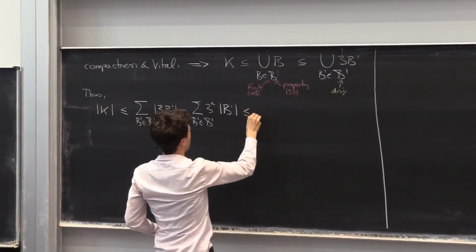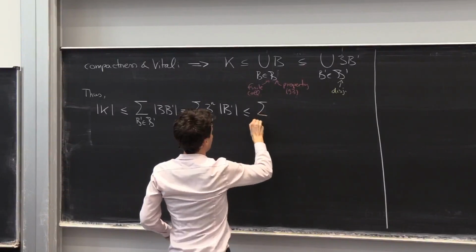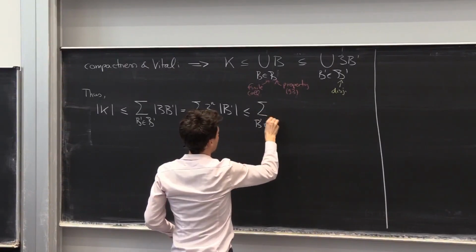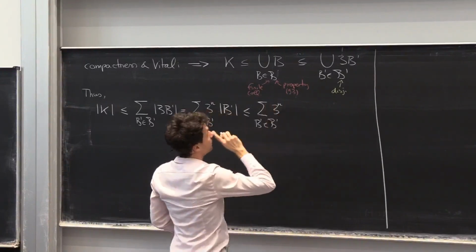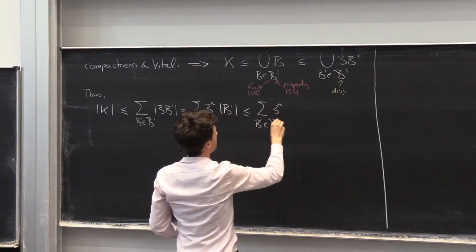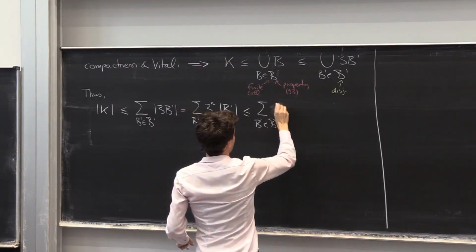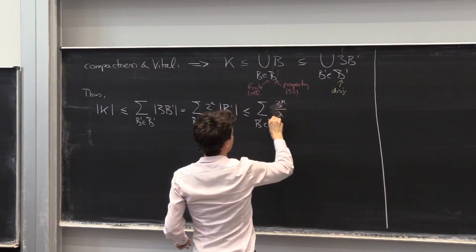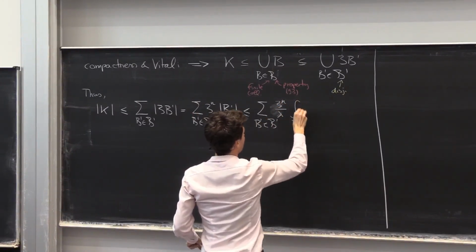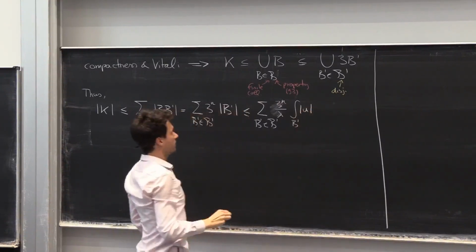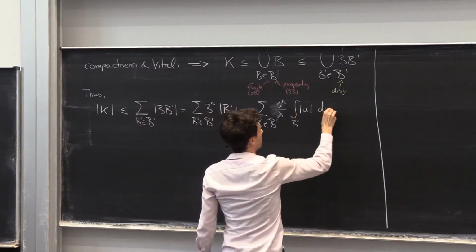So I can bound that by the sum over B prime in the disjoint collection, 3 to the n times 3 to the n over lambda times the integral on B prime of absolute value of u dy.